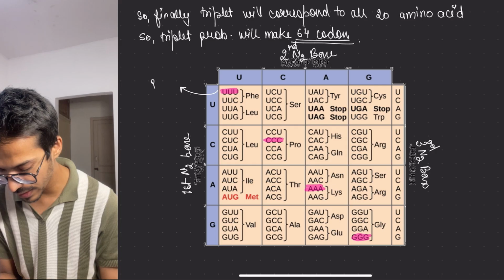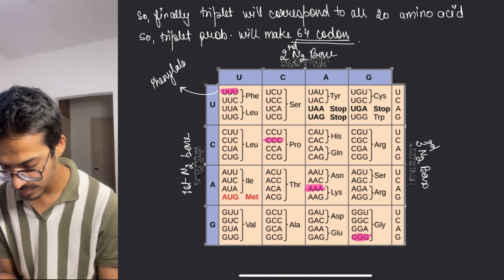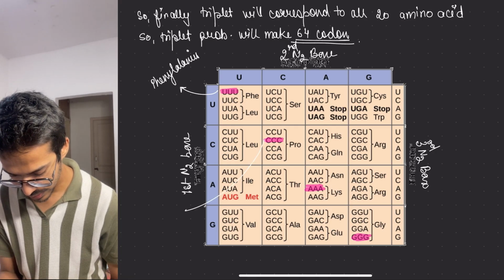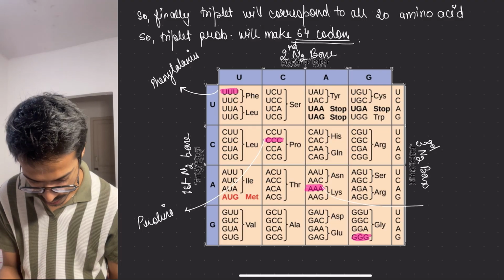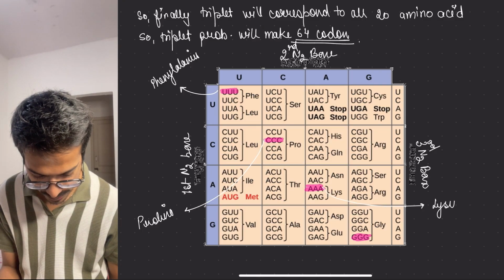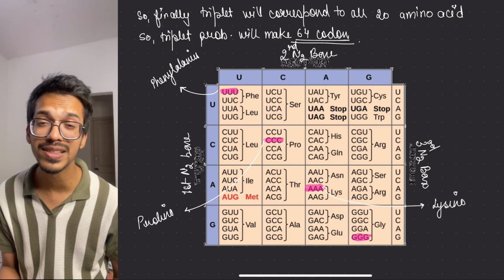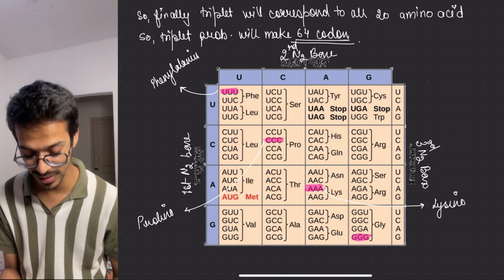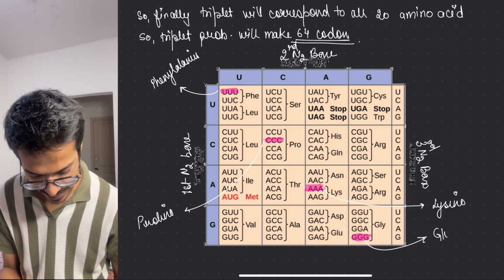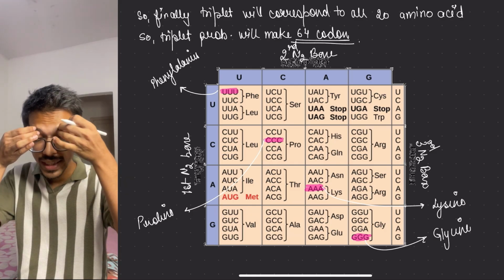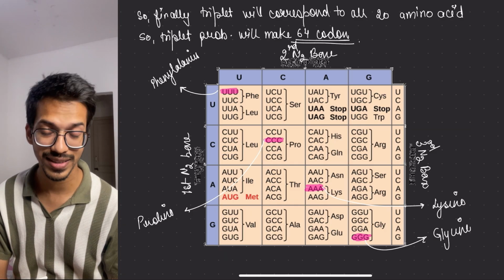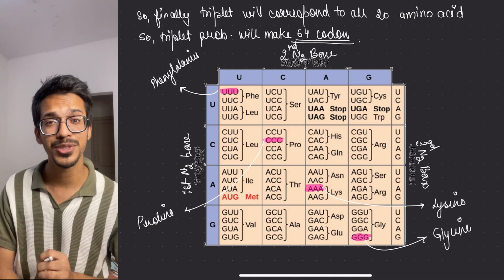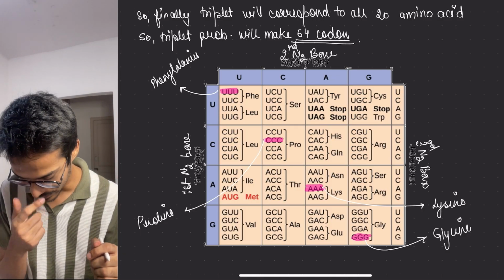So UUU will make phenylalanine, CCC will make proline. Whenever I'm saying make, it means correspond. Okay, don't get confused. AAA will make lysine, which is a basic amino acid and part of histone proteins, and GGG will make glycine. Let me know in the comment section whether glycine or alanine is the simplest amino acid, and what is the reason for calling it the simplest one. If you know that, write it in the comment section.